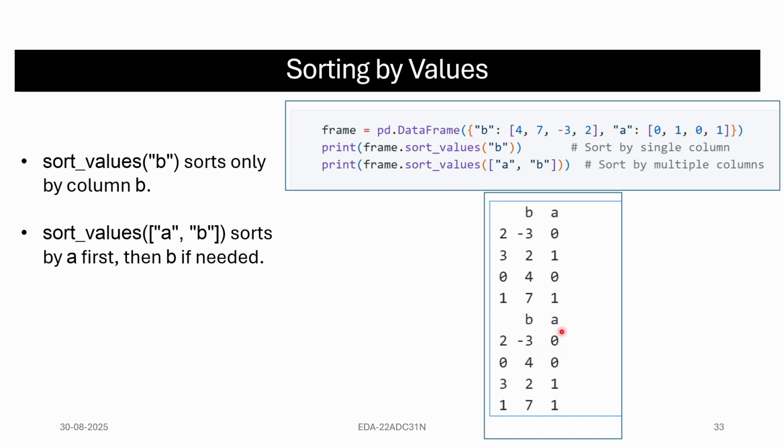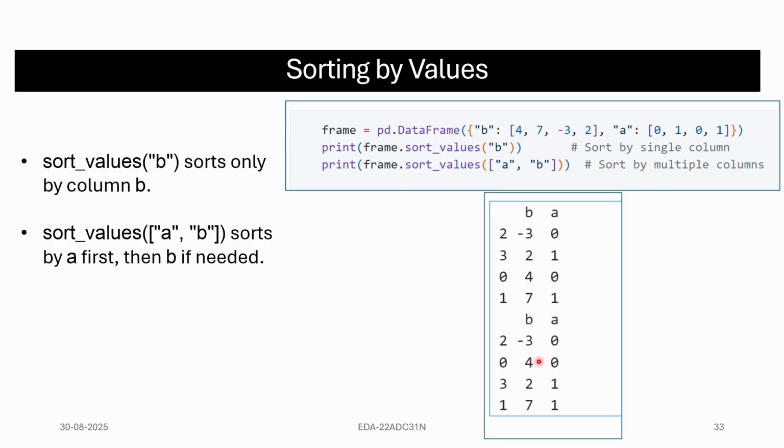Here the elements are sorted first in the order of a, and if there are multiple elements under a having the same value, in such a case it is going to look at the value under the column b. So minus 3 and 4 where the value of a is 0, and similarly 2 and 7 where the value is 1 for a. So basically the primary column label that is going to be considered is a, and if there are duplicates for a, then it is going to look at the value under the column b for sorting.